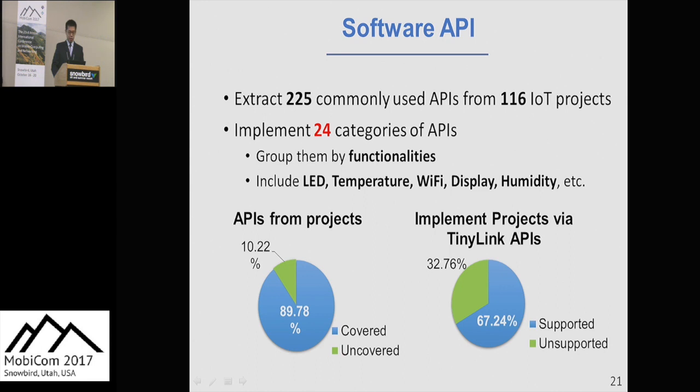With the TinyLink API, we can cover about 89% of the total APIs we have investigated, and we left the remaining 10% unimplemented. And we can implement the 116 projects. We found that about 67% of the projects are supported by TinyLink, and we can port them to TinyLink with very little modification. The remaining about 32% of the projects have at least one unsupported API, and thus cannot be easily ported to TinyLink at the current stage.